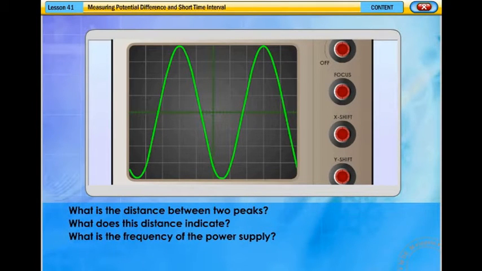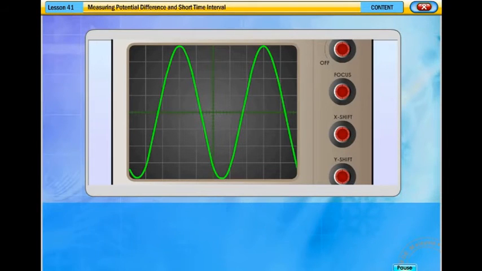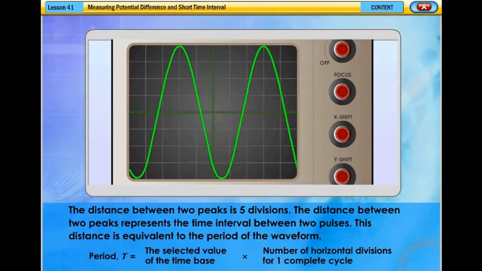What is the distance between two peaks? What does this distance indicate? What is the frequency of the power supply? The distance between two peaks is 5 divisions. The distance between two peaks represents the time interval between two pulses. This distance is equivalent to the period of the waveform. Thus, the period of the waveform can be calculated by multiplying the selected value of the time base to the number of horizontal divisions for one complete cycle.